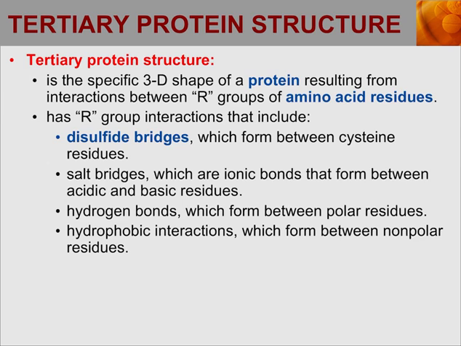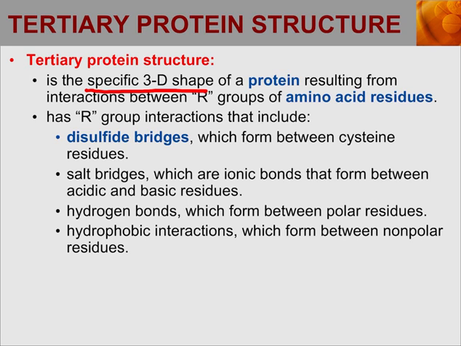Now that brings us to the tertiary protein structure. So the tertiary structure is the specific 3D shape of a protein. And this will result from interactions between R groups, or the side chains of amino acid residues. So side chains, remember, can be divided up into 4 different types. We have nonpolar, polar, and then we had basic and acidic side chains.